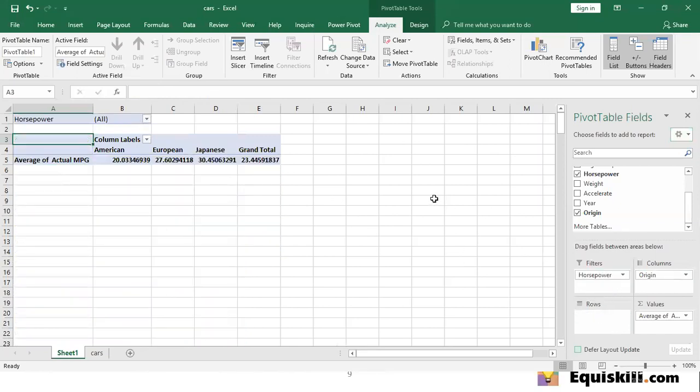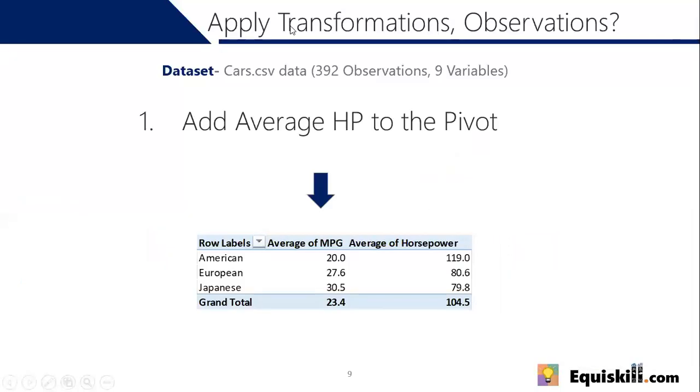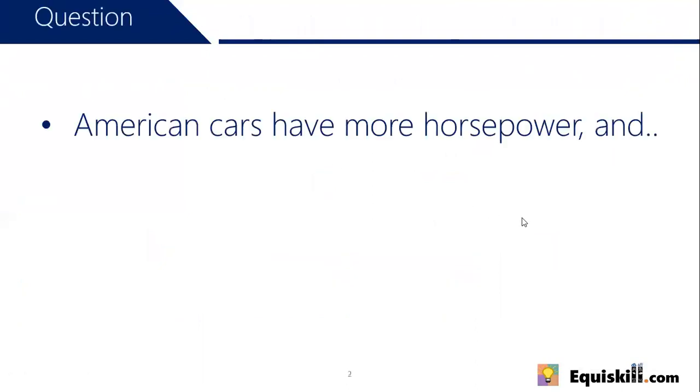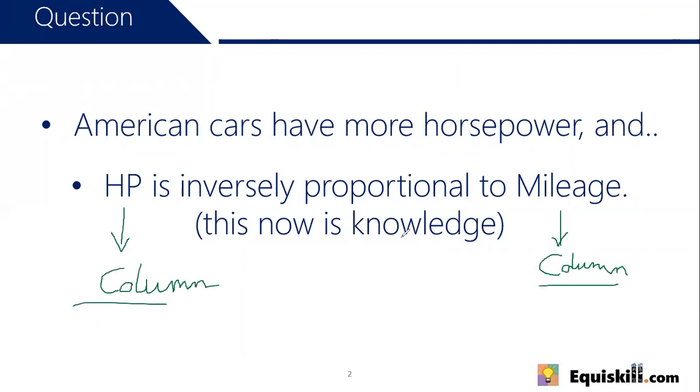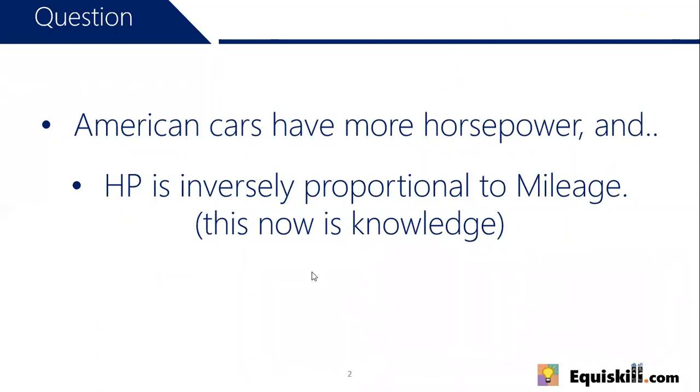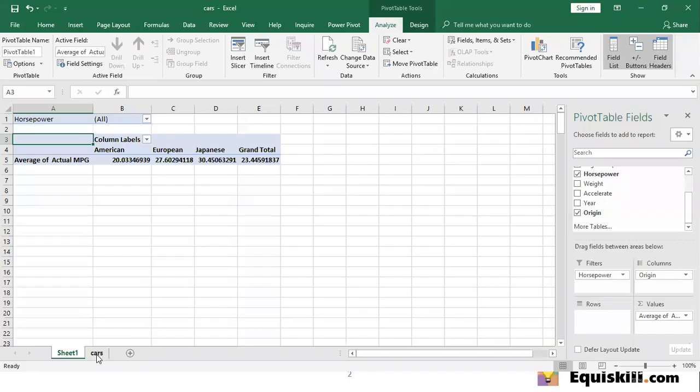Right. So as we do this, what you'll notice, and you're absolutely right, is that these are inversely proportional to each other, isn't it? So what just happened right now? You learned that American cars have more horsepower, Japanese cars are fuel efficient, but you also learned that horsepower as a variable is inversely proportional to mileage, which is another variable. Now, what you call a column in Excel is actually a variable in the world of analytics, all right? So these are columns in your Excel sheet, but in the world of analytics, we refer to these as variables.